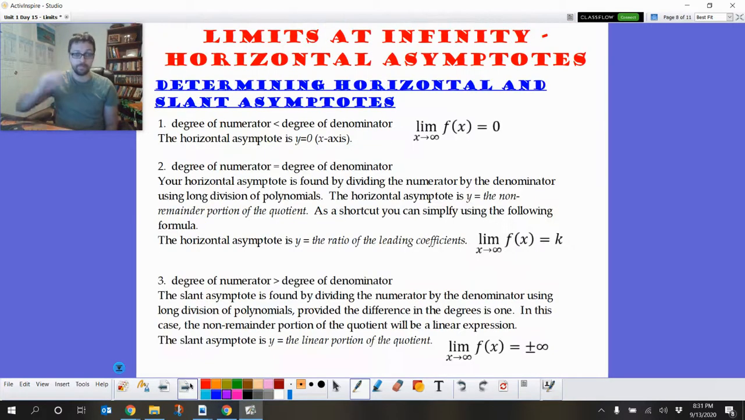And that's it. So it's a big page, but just remember, if the numerator is less than the denominator, the limit goes towards 0 as it goes to infinity. If they are the same, then you need to take a ratio. And if the numerator is greater than the denominator, then it goes to positive or negative infinity.